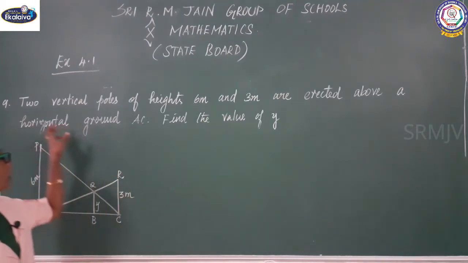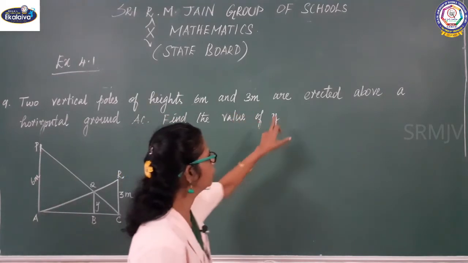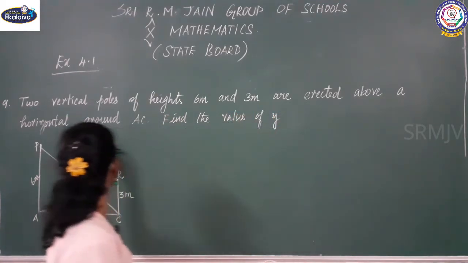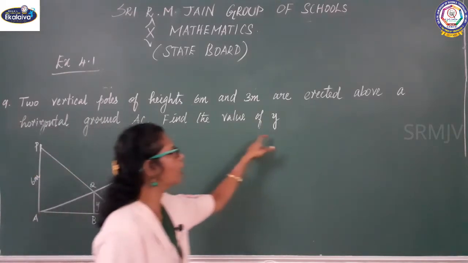Now question number 9. Two vertical poles of height 6 meter and centimeter are erected above a ground level, horizontal ground AC. Find the value of U.